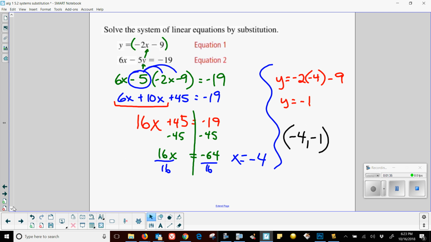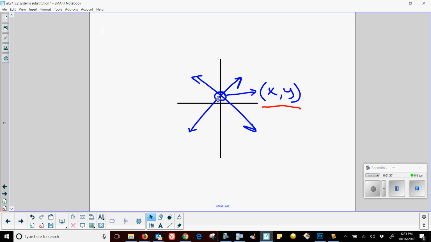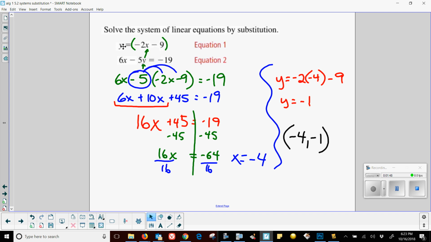Now again, with systems, we're trying to find this xy point where these lines cross. So we need to make sure we have both an x and a y, and then we put our answer in an xy point for our final form. As soon as we get y equals, we can take that and sub it into the other y, distribute, combine like terms, move the constant, divide, get an answer, plug back in, get the other answer, and it's done.